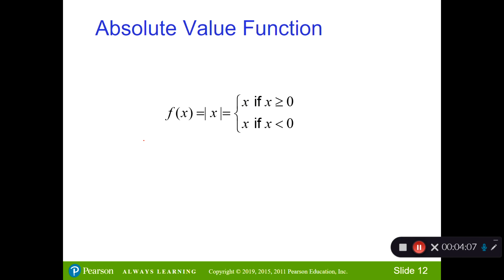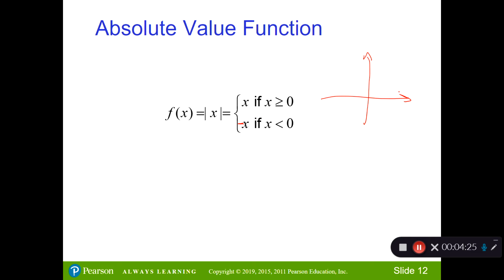Absolute value can be written as a piecewise function. Oh my goodness, they made a mistake on this slide. That should be a negative x. So it should be just leave whatever's inside alone if it's already positive, and make it negative if it's negative, because a negative times a negative will be positive.